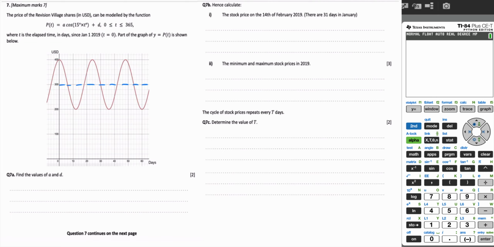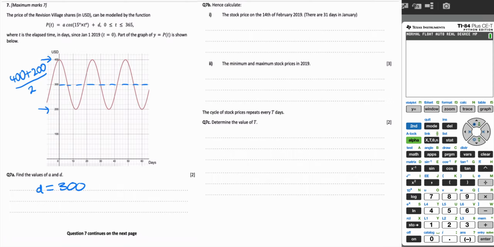And if you weren't sure, then you can take the upper bound, 400, add it to the lower bound, 200, and then divide that answer by 2. And that will also give you the midpoint, or the principal axis. So that means that D is equal to 300.